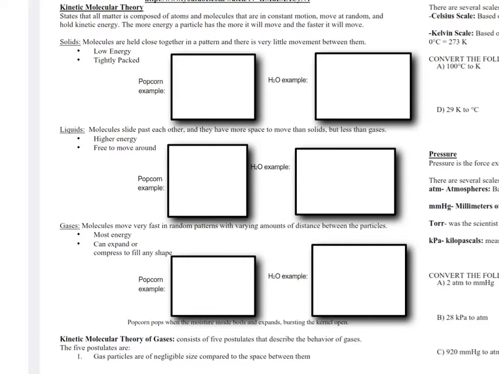So we start with a solid, which has the lowest energy. Molecules are held close together in a pattern where there is very little movement between them because they are tightly packed. So for water, I'll just draw a few of the molecules. You have O with two H's.